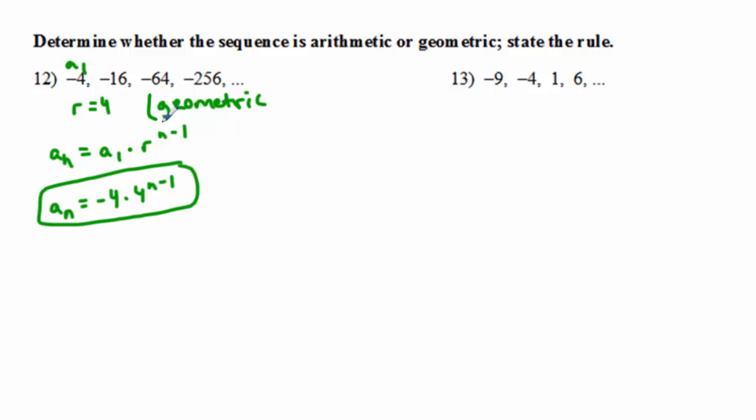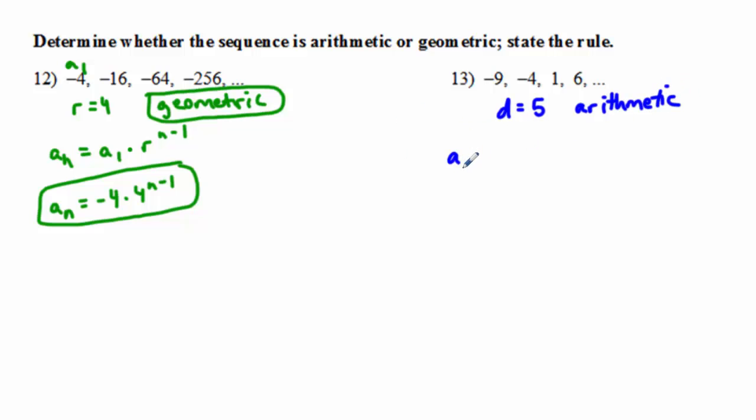So there's two parts to this, geometric and then this rule right here. 13, I am adding, and it may be hard to tell for sure with these first two, but look at 1 and 6. How do I get from 1 to 6? I'm adding 5. And then work backwards. Negative 4 plus 5, yeah, that's positive 1. So my common difference is 5, which means this is arithmetic.